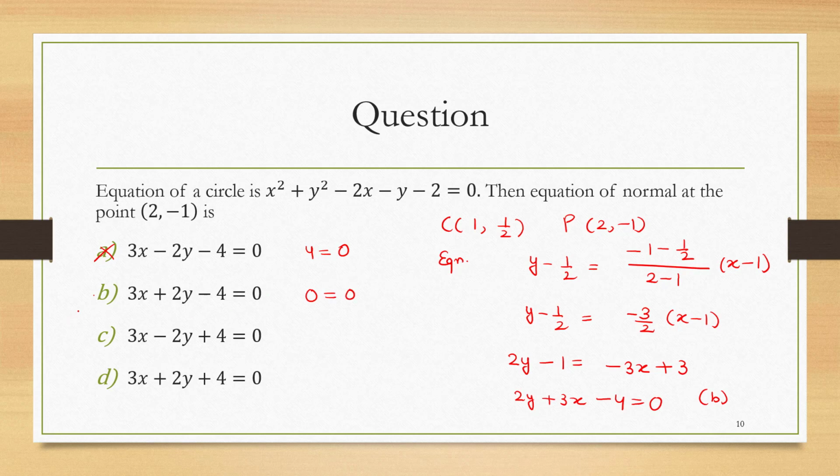I already told you that you don't have to tick the answer. You have to cancel the options. 3 2s are 6. Minus 2 into minus 1, plus 2. 6 plus 2, 8. 8 plus 4, 12. Not correct. Last, 3 into 2, 6. 6 minus 2, 4. 4 plus 4, 8. So 3 options are cancelled. The fourth one is correct.